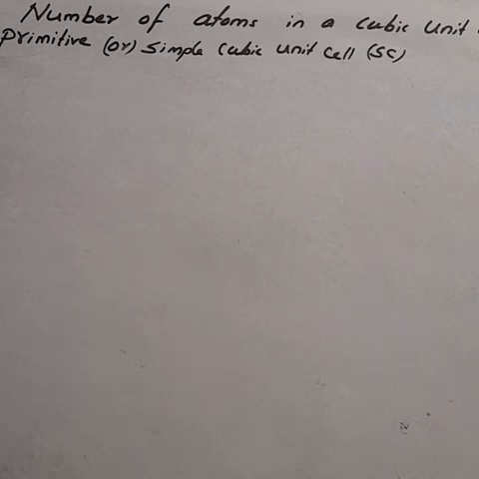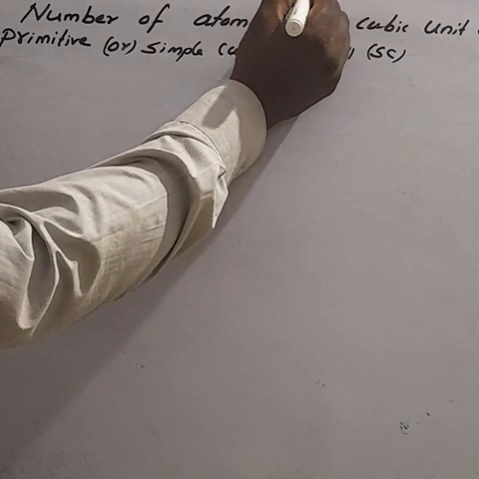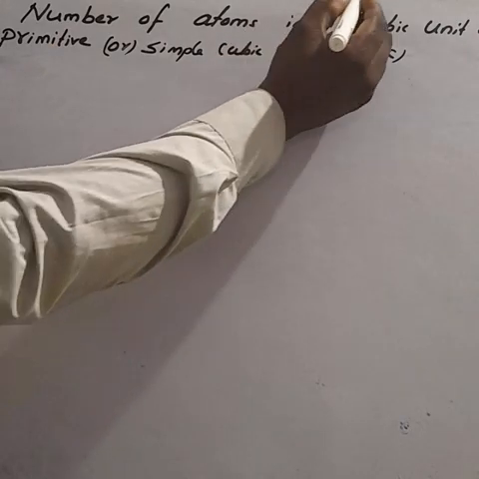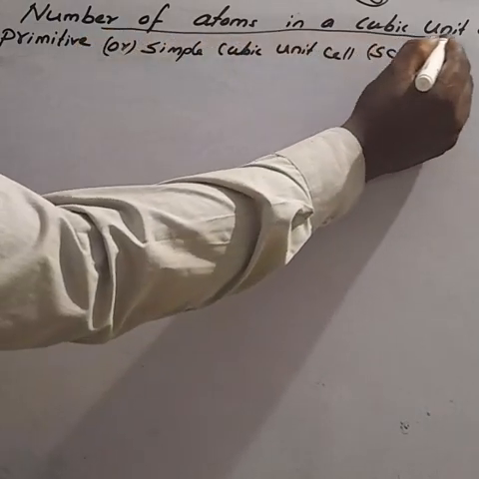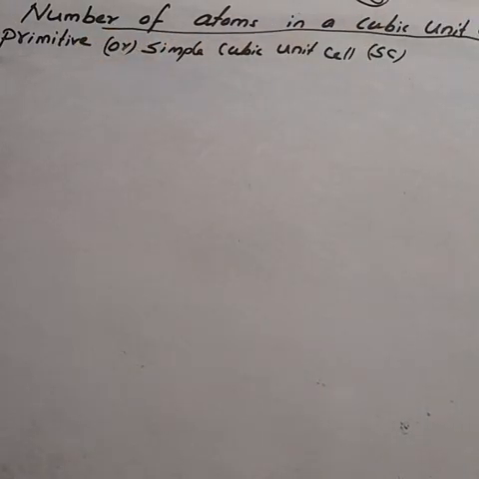Now we are discussing unit number 6, solid state, page number 183. The number of atoms in a cubic unit cell. In the last class we discussed the 7 primitive crystal systems. I gave one format for how to write the 7 crystal systems, how to write the edge lengths and how to write the angles. Many of you wrote correctly. And today we have to discuss the number of atoms in a cubic unit cell.